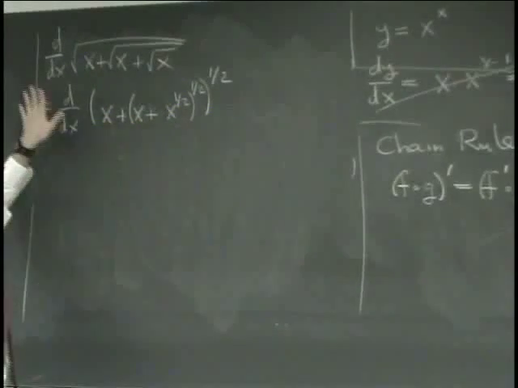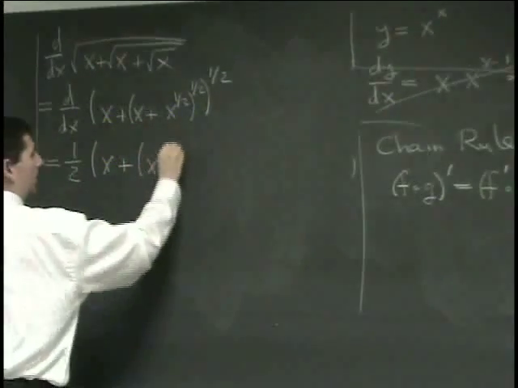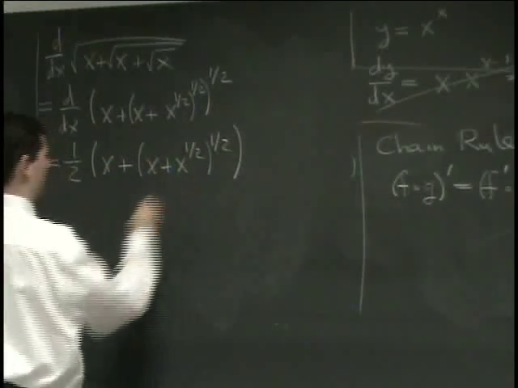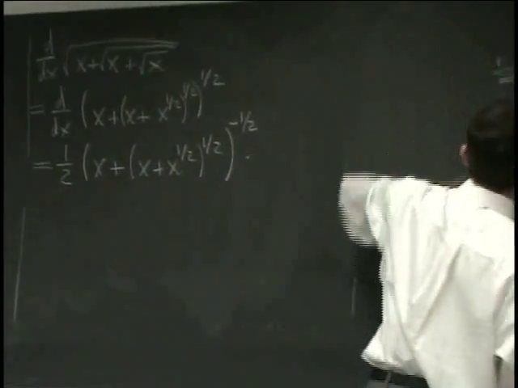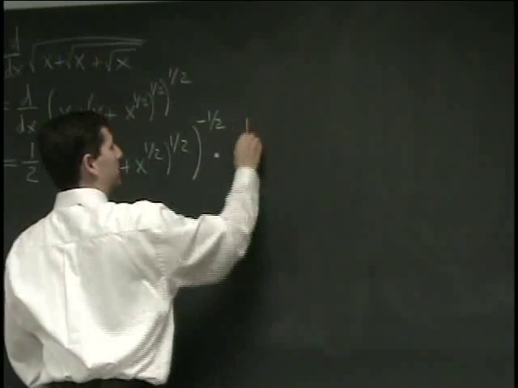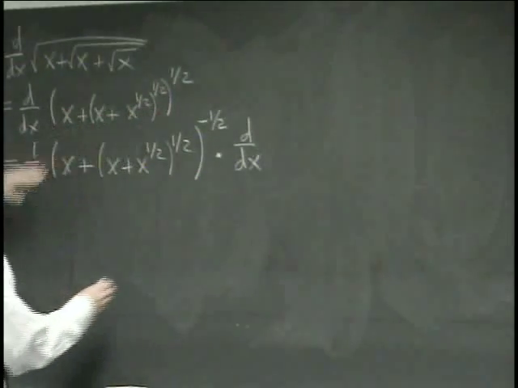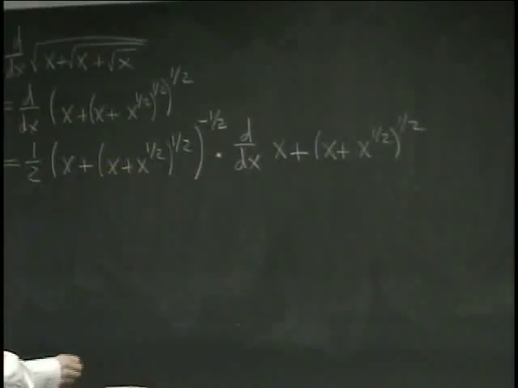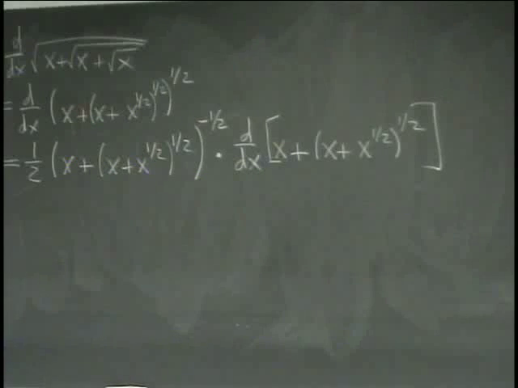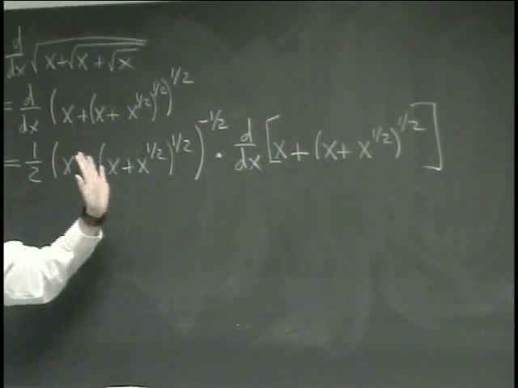Okay, fine. Times, of course, the derivative of the inside. So this is 1/2 times x plus x to the 1/2, all to the minus 1/2, times the derivative of the stuff in the middle. Okay, so it's everything but this 1/2. So it's this inside chunk. Okay, well, that's not bad. This, as nasty as it looks, we're done with it basically. There are no derivatives left anymore. So all you have to do is focus on these derivatives.